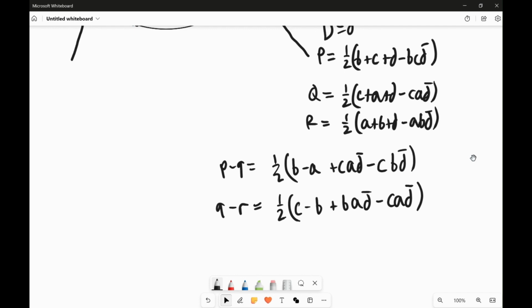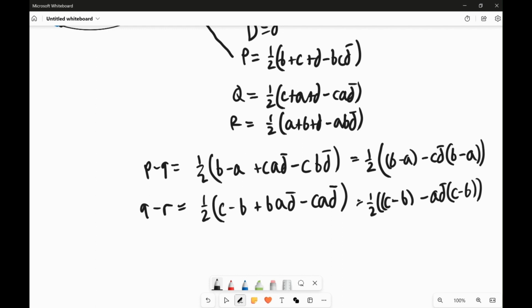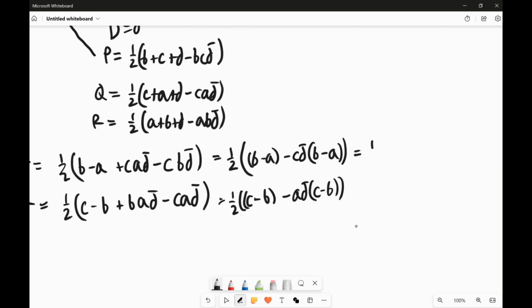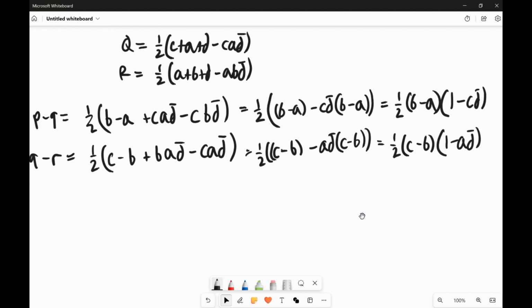And we can actually factor both expressions. So we have 1/2 times B minus A, and then this is A minus C times D conjugate times B minus A. And this is 1/2 times C minus B minus AD conjugate times C minus B. Then after further factorization, we get that this is 1/2 times B minus A times 1 minus CD conjugate, and then this is 1/2 times C minus B times 1 minus AD conjugate. And now we want to find out under what conditions the magnitudes of these are equal.